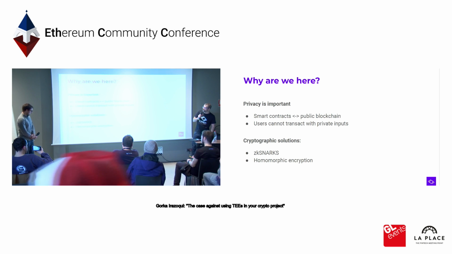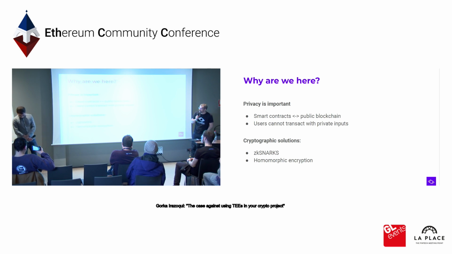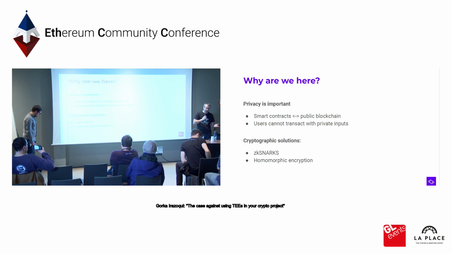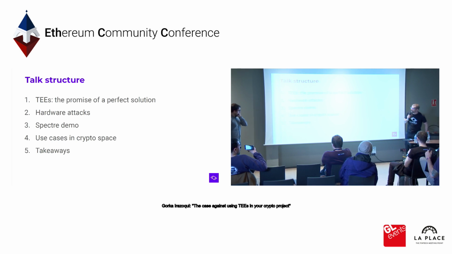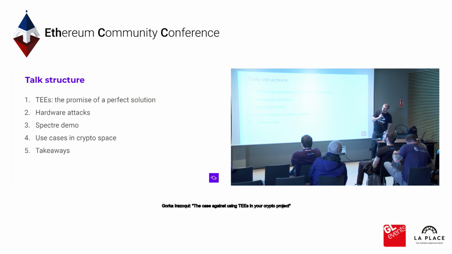So the question is, why are we here? I think it's pretty obvious, but let's say it. Because privacy is important. At least on most of the public blockchains, smart contracts are deployed and called publicly. It means everything is available for anyone to watch, to snoop in, and we cannot use private inputs. There are many cryptographic workarounds that have been there for several years, like zk-SNARKs or homomorphic encryption. But we are here to talk about TEEs, the promise of a perfect solution.